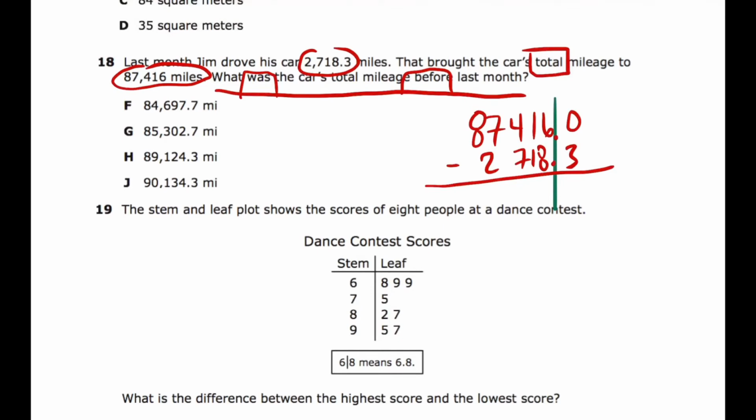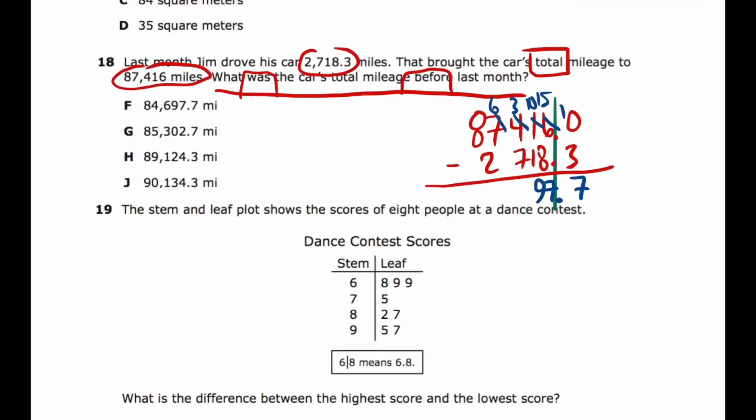And so I need 0 minus 3, can't do that, so I'm going to borrow. That becomes a 5. 10 minus 3 is 7. 5 minus 8, I can't do that, so that becomes a 0 and a 15. 15 minus 8 will give me 7. Keep my decimal down there. 0 minus 1, I can't do that. That becomes a 3. 10 minus 1 is 9.